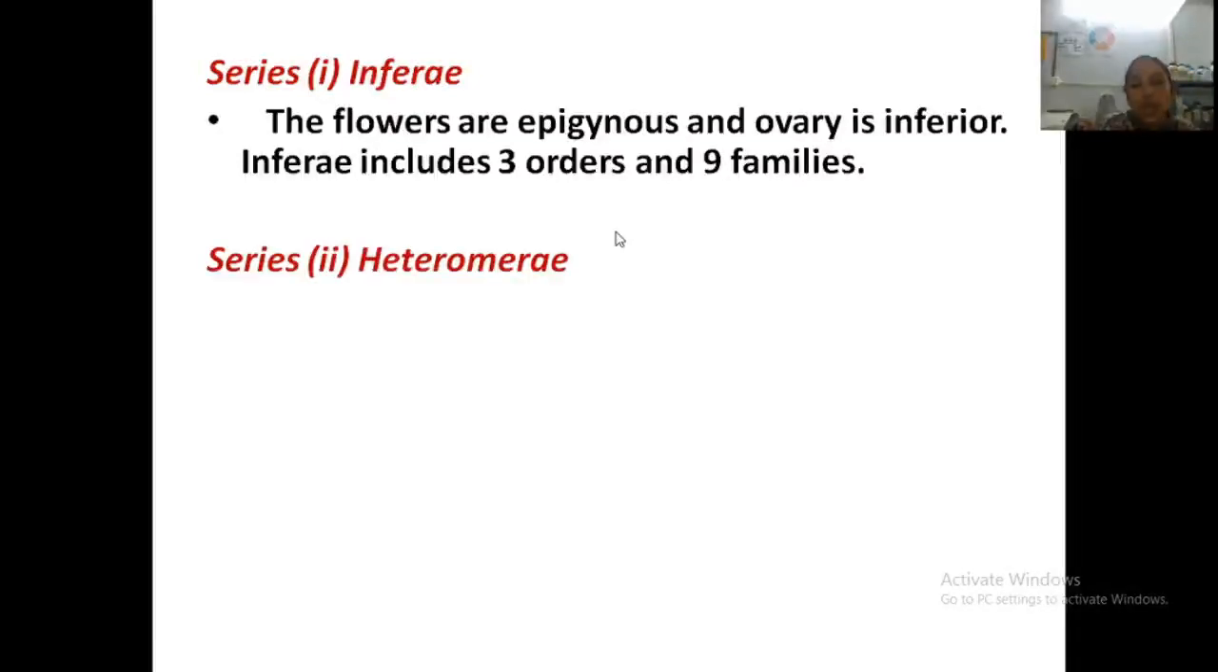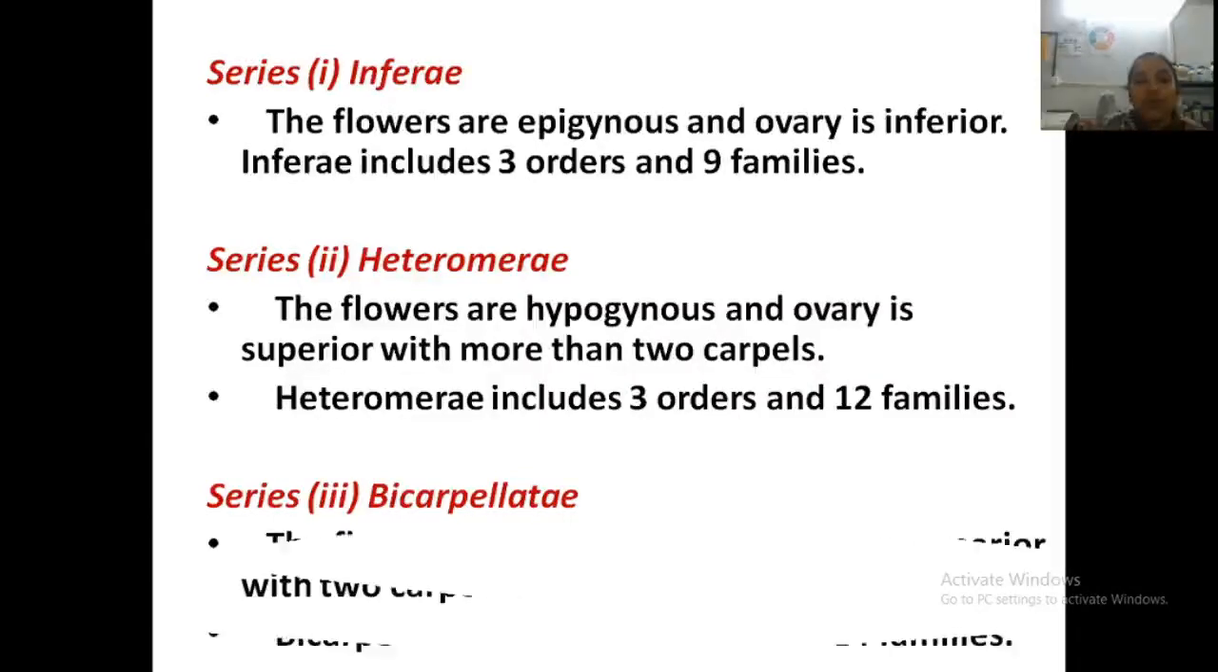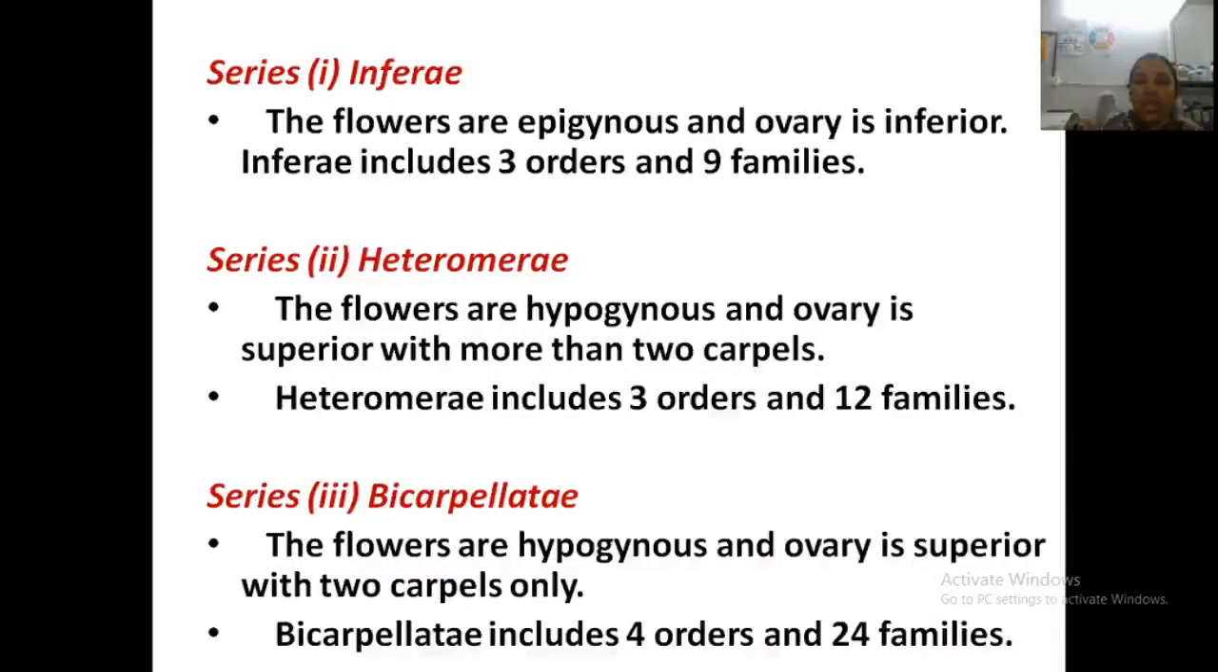But in Heteromerae, flowers are hypogynous, ovary superior with more than 2 carpels. Flower hypogynous, not inferior. Okay. Here hypogyny, but with more than 2 carpels. That is the difference. Ovary is superior. Clear? Now, bicarpellate. What is a bicarpellary ovary? Superior with 2 carpels. 2 carpels means what? Bicarpellary. 4 more than 24 families.